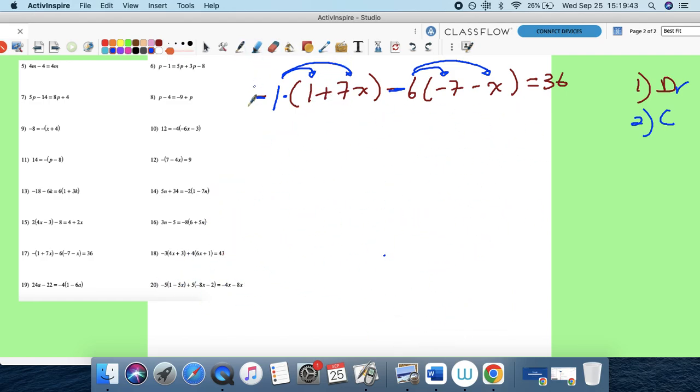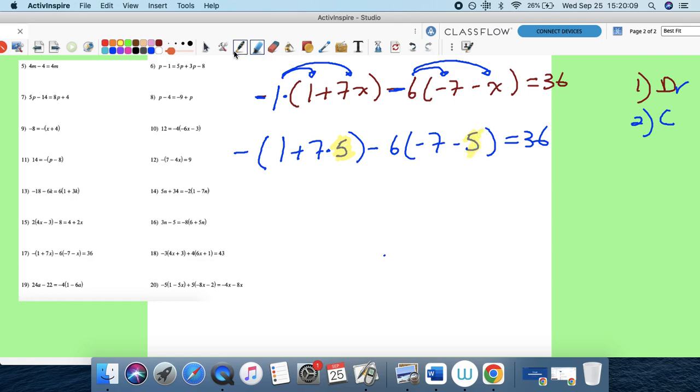And let's replace, so again, let me go back, negative 1 times, actually, let me just copy it as it is. The original was negative, parentheses, negative, minus parentheses, 1 plus 7 times 5, minus 6, parentheses, negative 7 minus 5 equals 36. So let me again highlight wherever I replace the x with 5. Let's see if I did this correctly now. So it should give me 36.